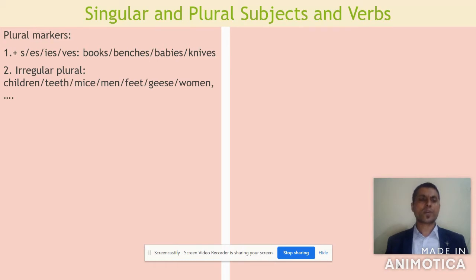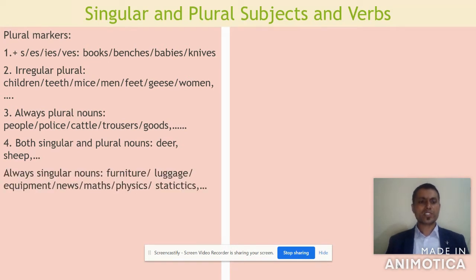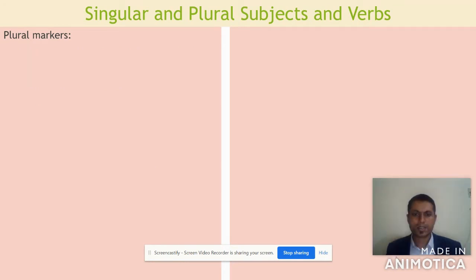Look here, irregular forms of the plural: children, teeth, mice, men, feet, geese, women, etc. They are irregular forms of the plural. Then always plural nouns: people, police, cattle, trousers, goods, scissors, etc. They are always plural nouns. Then both singular and plural nouns: deer, sheep, etc. Always singular nouns: furniture, luggage, equipment, news, math, physics, statistics.